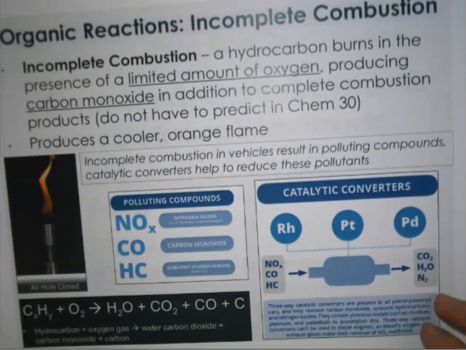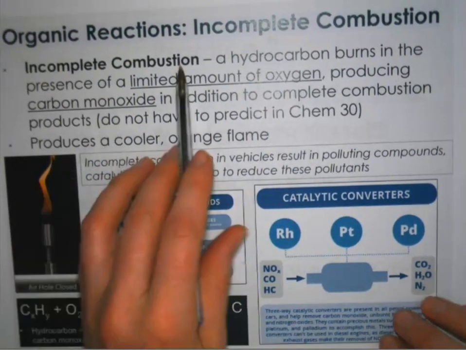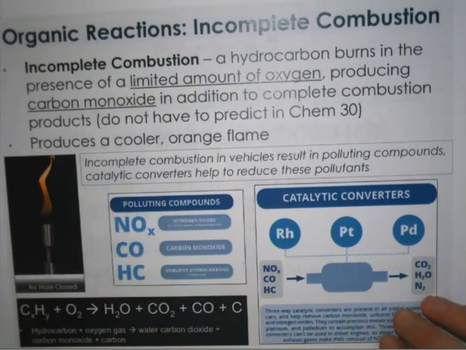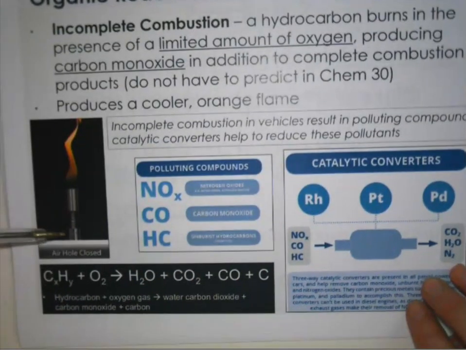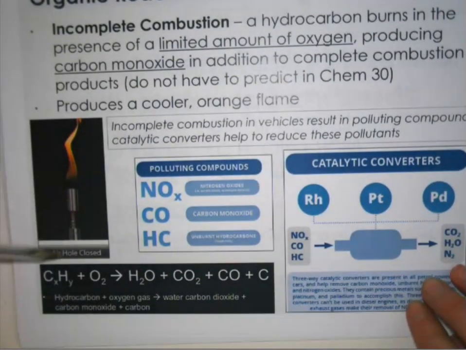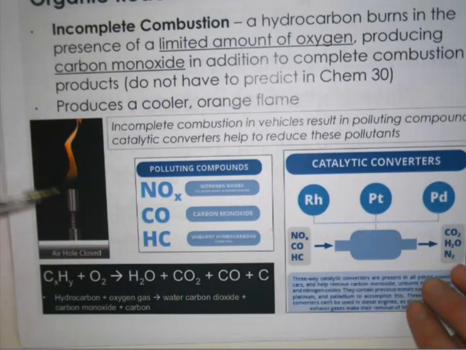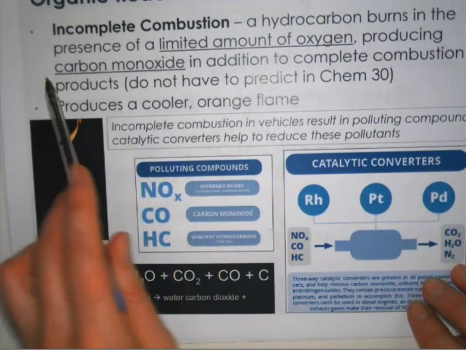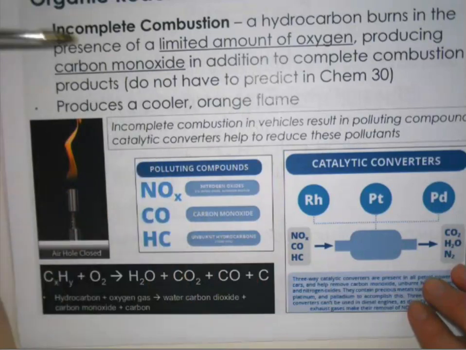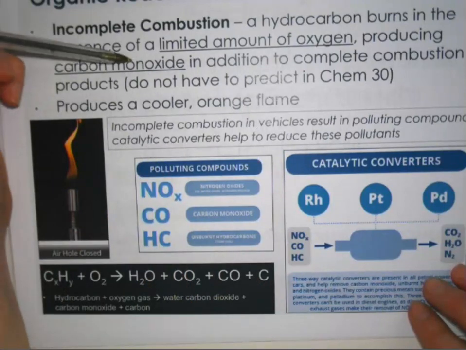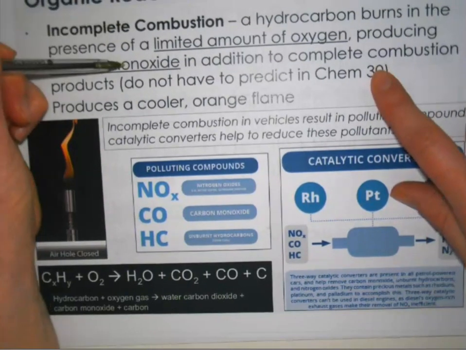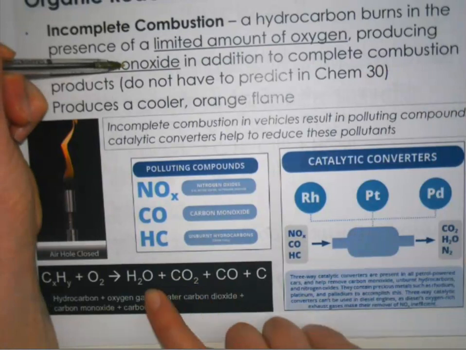And so that's what we're going to look at next, which is incomplete combustion, where you have a hydrocarbon burning in the presence of a limited amount of oxygen. Here you can see the air hole for this same burner is not all the way open, and this is more of the typical flame that we associate with candles. It burns in the presence of a limited amount of oxygen, and when that happens, carbon monoxide is produced in addition to the complete combustion products. So carbon monoxide gets added in, as well as the carbon dioxide and water.